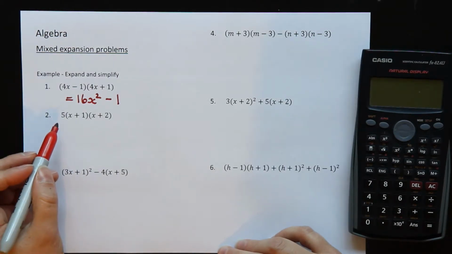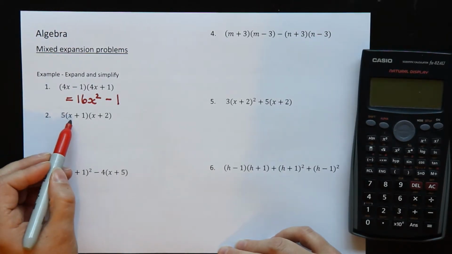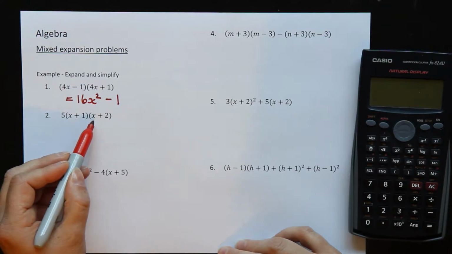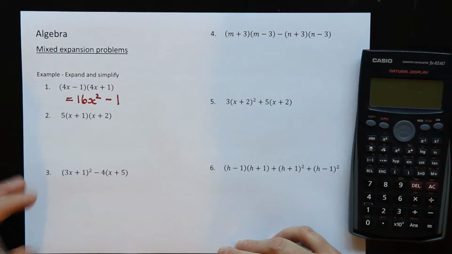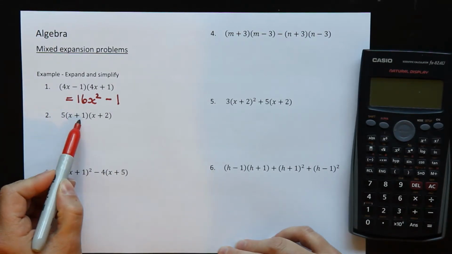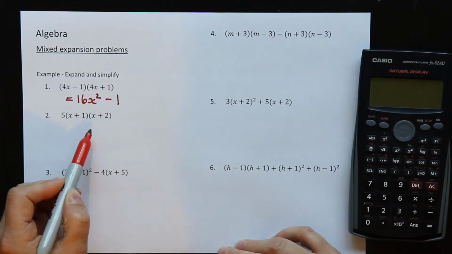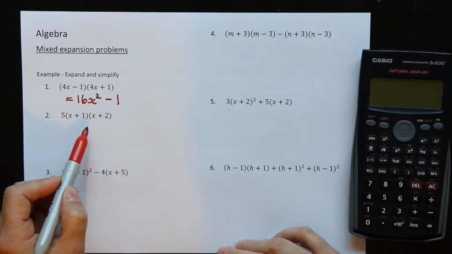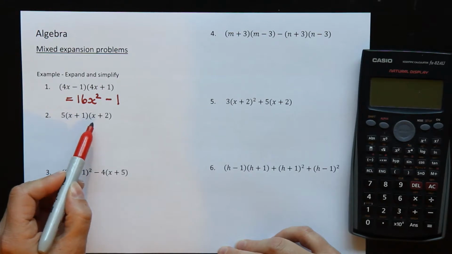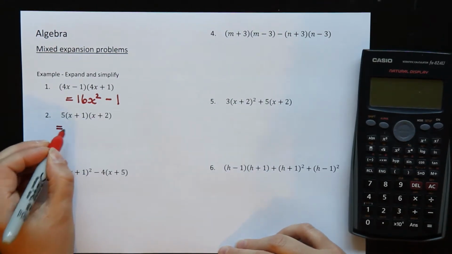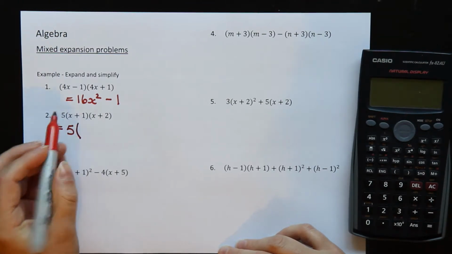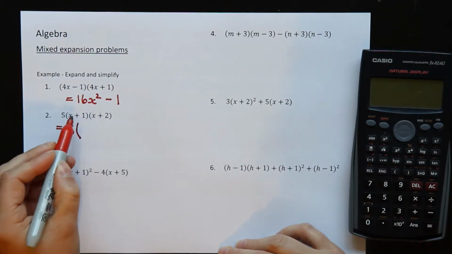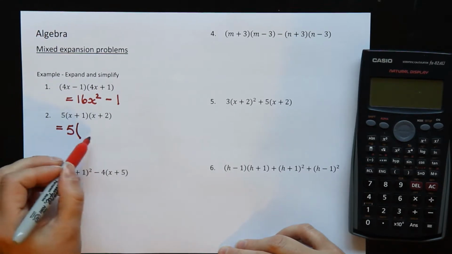Okay, looking at question 2. 5 outside of x plus 1 and another bracket x plus 2. Well, if we forget about the 5 for a second, I have x plus 1 and x plus 2. They're two brackets. They're not the same. They're not similar at all. So I need to do a FOIL expansion with those two brackets. I'm going to leave the 5 just sitting out the front, and I'm going to open a bracket and expand these two brackets into a bracket below.